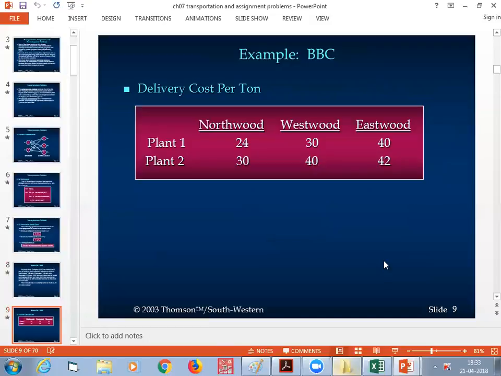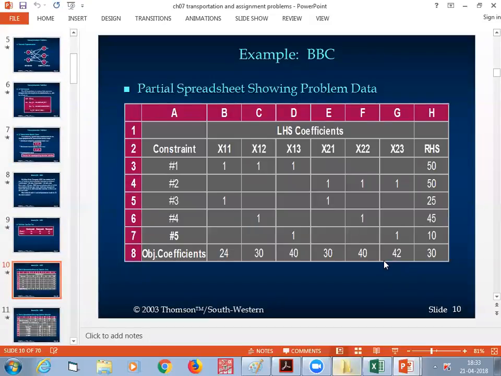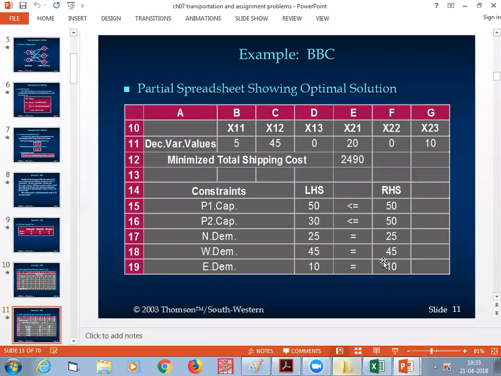So from plant 1 to Northwood, cost is 24 per unit. From plant 1 to Westwood is 30. From plant 1 to Eastwood is 40. Plant 2 to Westwood, 30, 40, and 42. So how should we go about this? Okay, so we can solve it as an LP. Let's look at their solution. So here in their solution, we're shipping 5 from X11, 45 from X12, 0 from X13, 20 from X21, 0 from X22, and 10 from X23, okay? And we're not using plant 2 capacity.